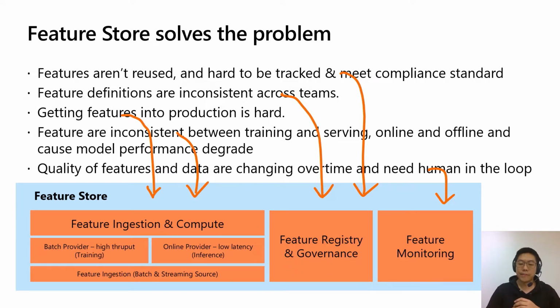features during inference time. And below that, it's usually a feature ingestion engine, for example, either a batch engine or a streaming engine, so that you can ingest data from different sources, such as HDFS or Kafka.